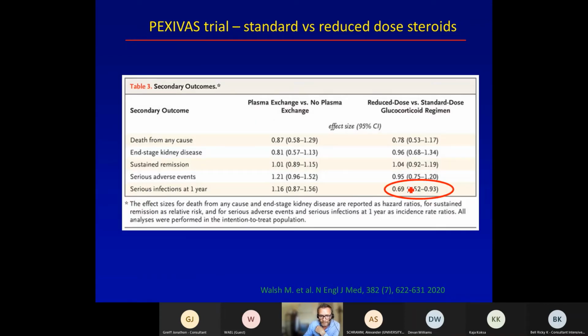The important part of that is that the risk of serious infection by 1 year was significantly reduced in the reduced dose regimen. So that kind of supports the notion that glucocorticoids are relevant in terms of infection complications. So that is something that has changed.